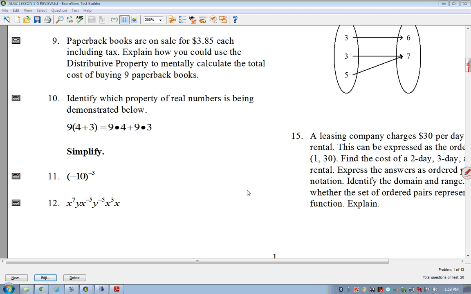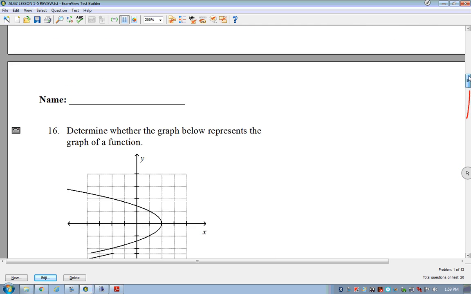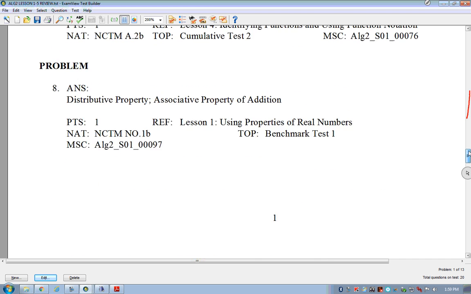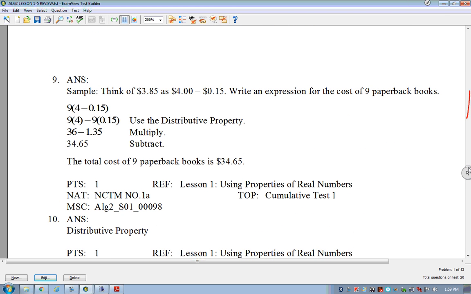Let's see. Let's scroll down here and actually see how. Let's do it the real way. Okay. Let's see. What was this? Question number 9. All right. So they did kind of the same thing. They said think of $3.85 as $4 minus 15 cents, write an expression for the cost of 9 paperback books, 9 times. And see, they did it somewhat similar, but they still ended up taking $36 minus $1.35. Ended up the same way, still got $34.65. Okay? Yes?